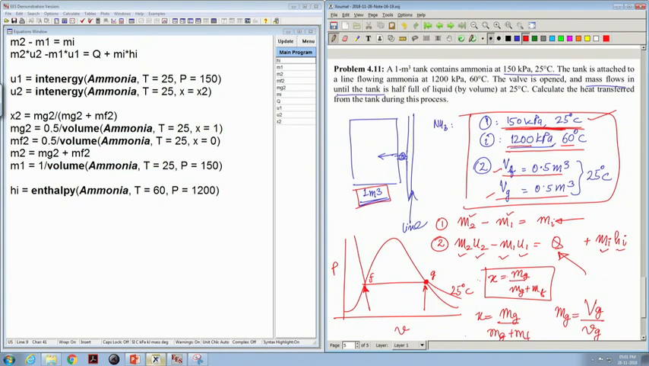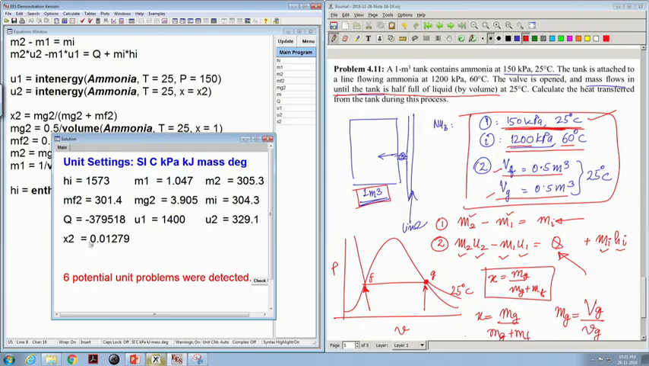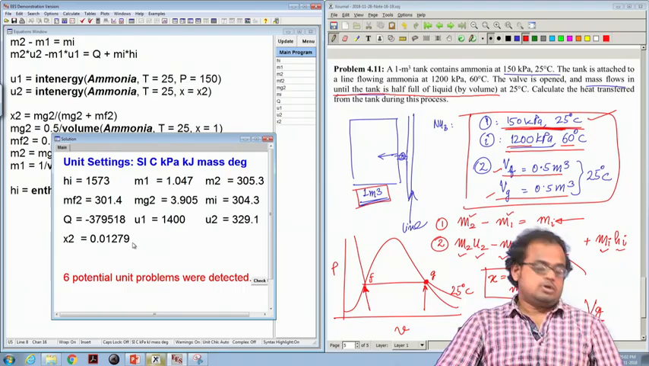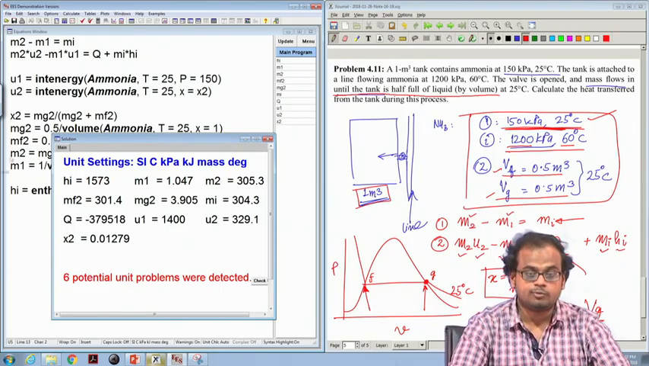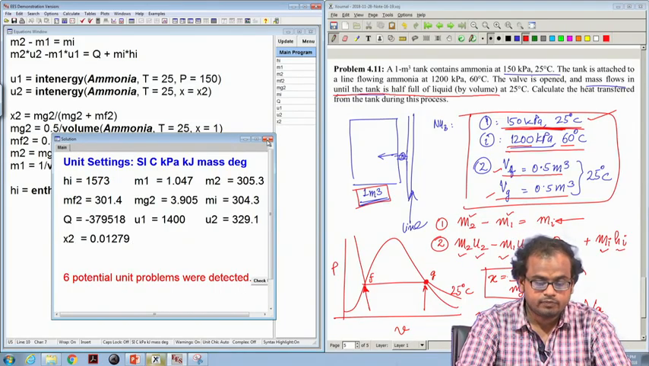So, with the help of conservation of mass and conservation of energy, we were able to solve this problem. The slightly interesting thing was finding out the X using the fact that the final state was given as half volume of liquid. The solution says the X was 0.01279. Okay.